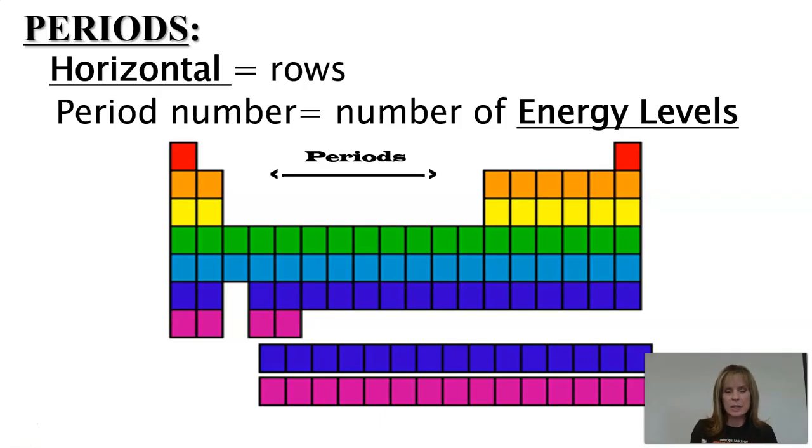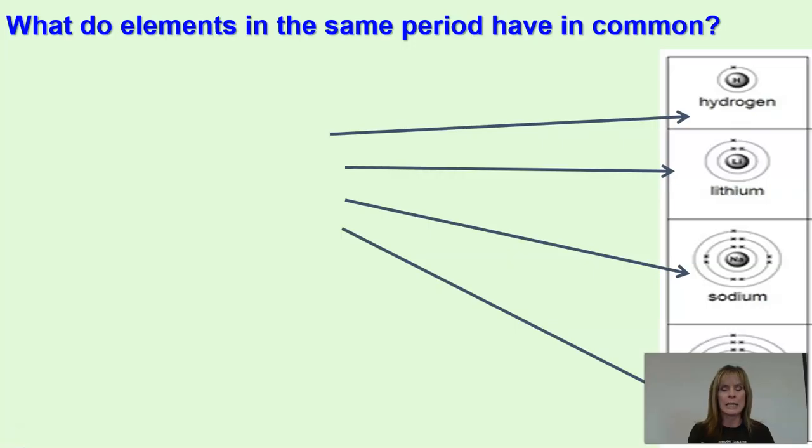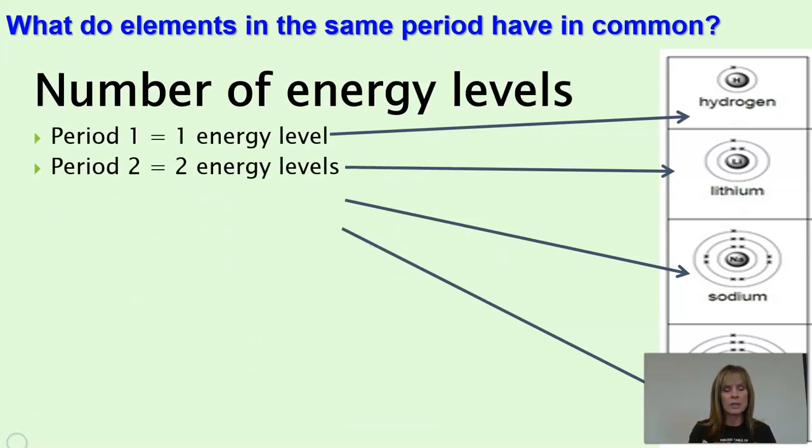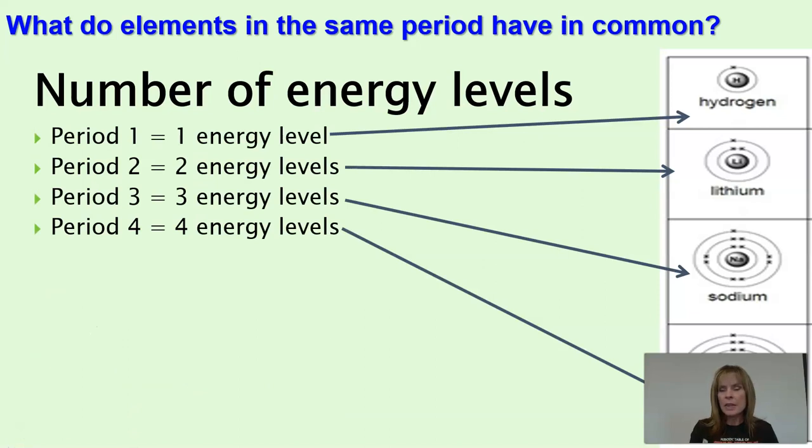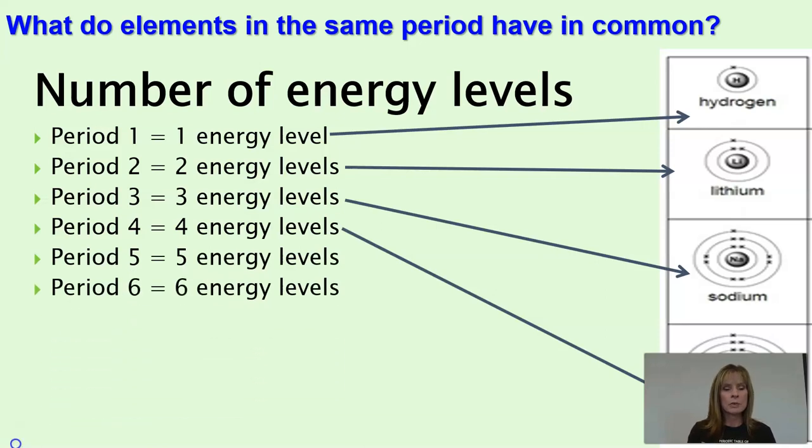Okay, so let's get started right away. Periods are horizontal. So the periods are the left to right rows on the periodic table. They tell the number of energy levels, and energy levels are where the electrons are located. We'll talk a lot about energy levels later, but right now what we want you to understand is that you can tell the number of energy levels that an atom has by which row or which period it's in on the periodic table. What do the elements in the same period have in common? Well, they all have the same number of energy levels. That goes for all of them. Everything in period 4, in that fourth row on the periodic table, will have the same 4 energy levels.